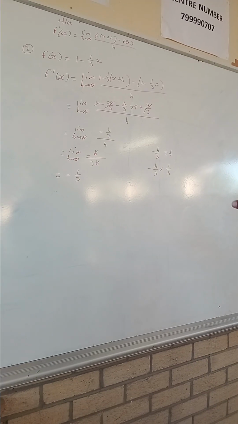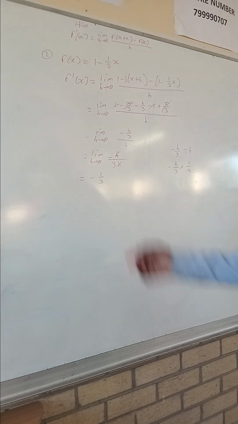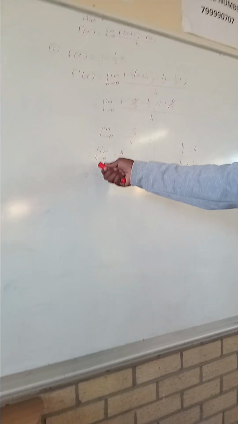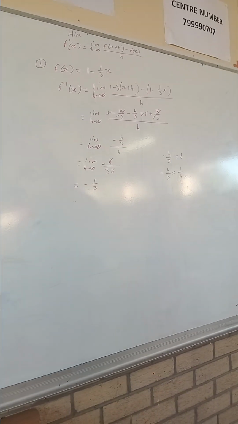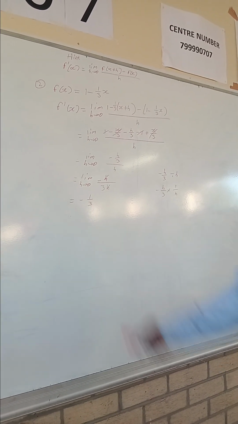Normally, if we had another h left, that means whenever we see h, we're going to replace it with 0. So unfortunately, there's no longer h. That means here is our final answer.